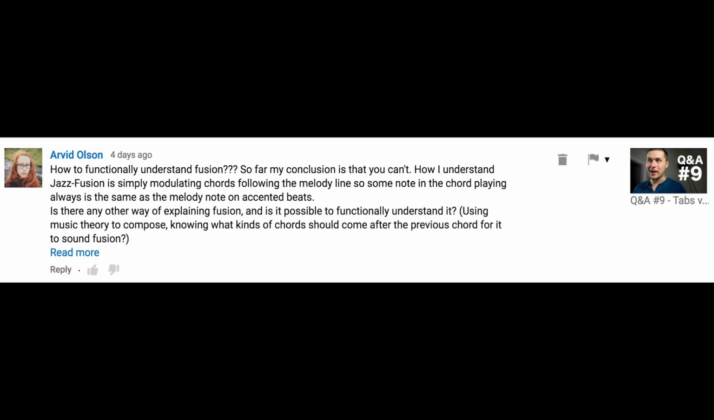How to functionally understand fusion? So far my conclusion is that you can't. How I understand jazz-fusion is simply modulating chords following the melody line so some note in the chord playing is always the same as the melody note on accented beats. Is there any other way of explaining fusion? And is it possible to functionally understand it, using music theory to compose, knowing which kind of chord should come after the previous chord for it to sound fusion?